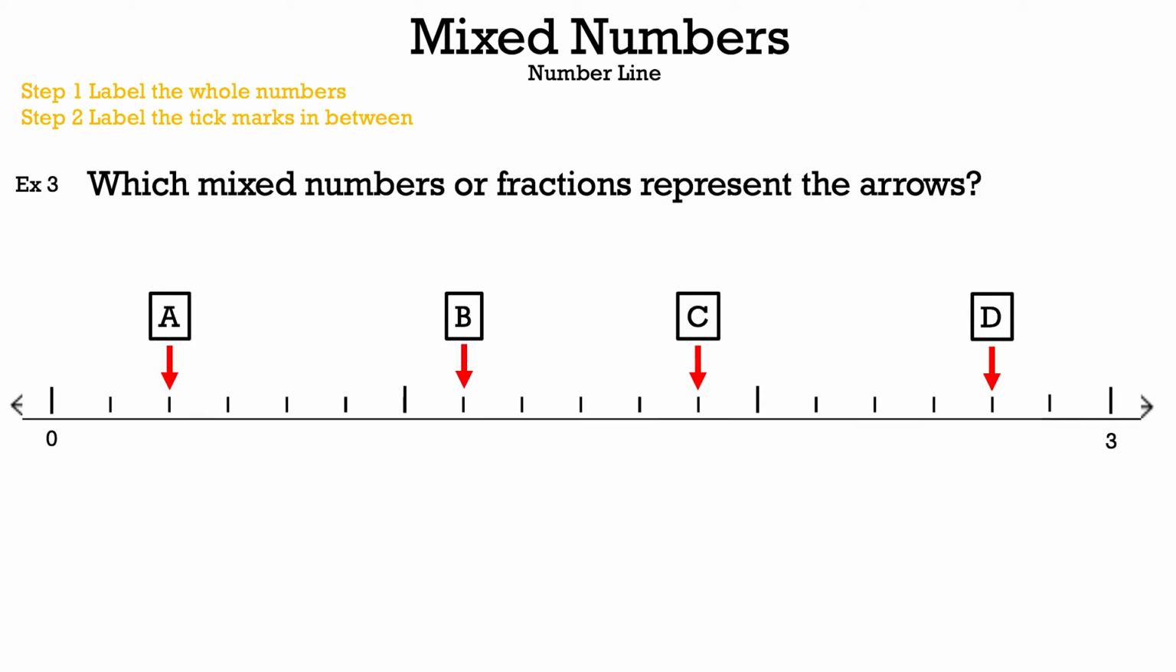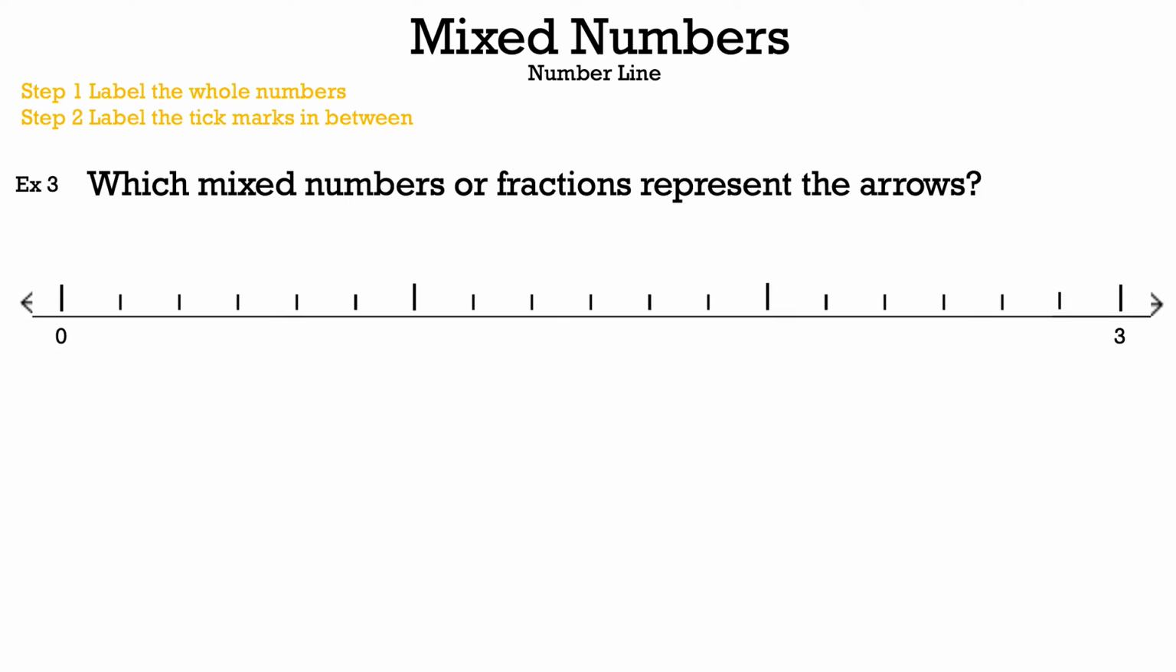Okay, let's read the question. Which mixed numbers or fractions represent the arrows? So same question, same process. Let's just focus on the number line. You have 0 on the left, 3 on the right, so we need to add 1 and 2. And let's look for the tick marks that are taller and bolder, and therefore we have 1 and 2 right where they are.